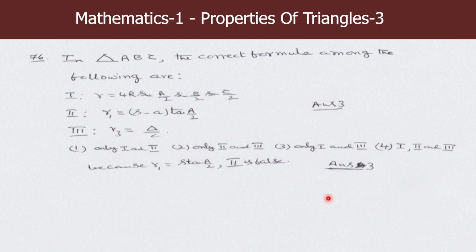And you know that the first one, small r is 4R sin A by 2 sin B by 2 sin C by 2, is a standard formula, which will be derived in your intermediate textbook. And r1 is also (s minus a) tan A by 2, that is also derived. But r3, you know, is delta by s minus c. R3 is delta by s minus c. So the correct among them is only 1 and 3.